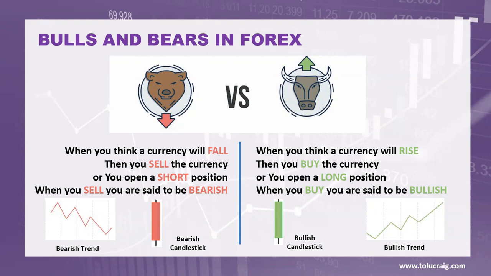So what do you do? For you to be in profit, you sell when the market is bearish. So when you sell, you are said to be bearish. And most times we represent it with a red candlestick. So what we see here is a candlestick. This is a bearish candlestick. It means that the market opened at the top and closed below.